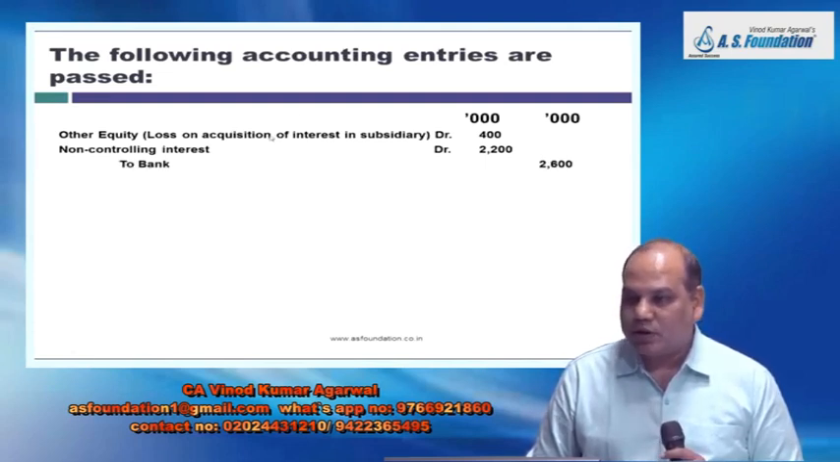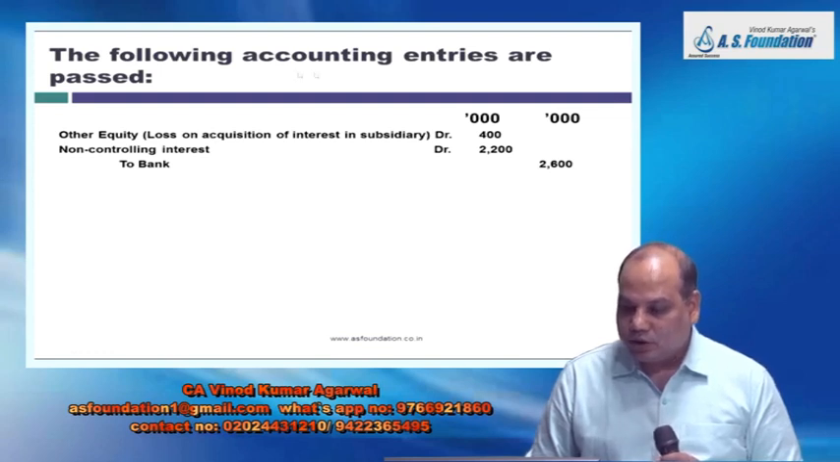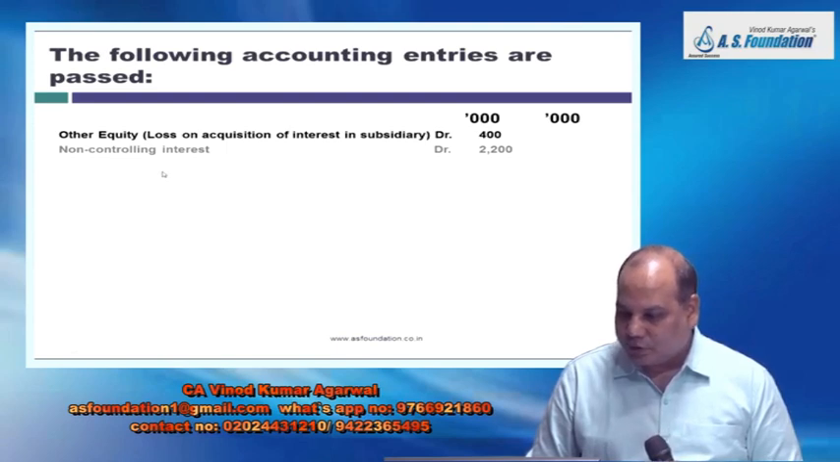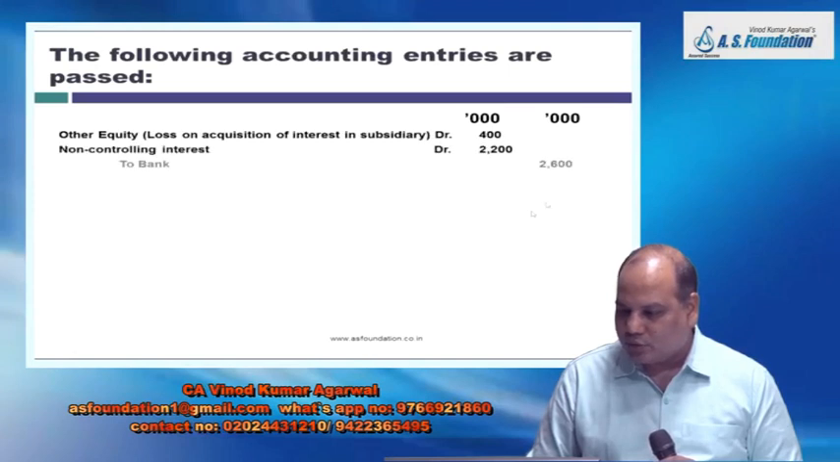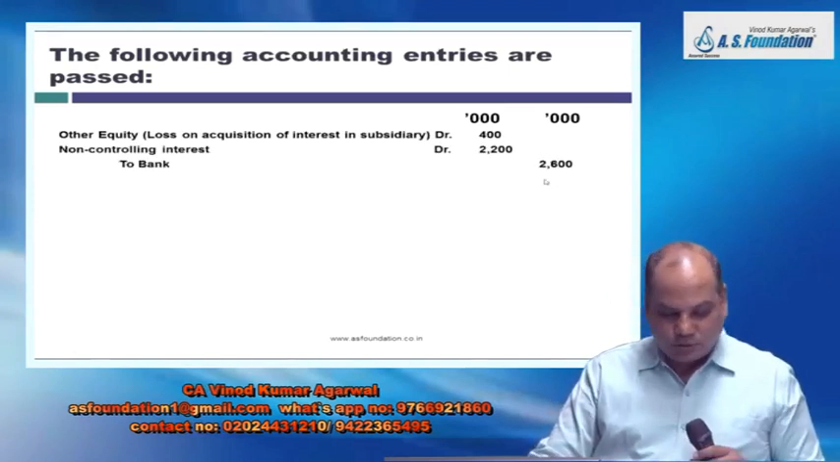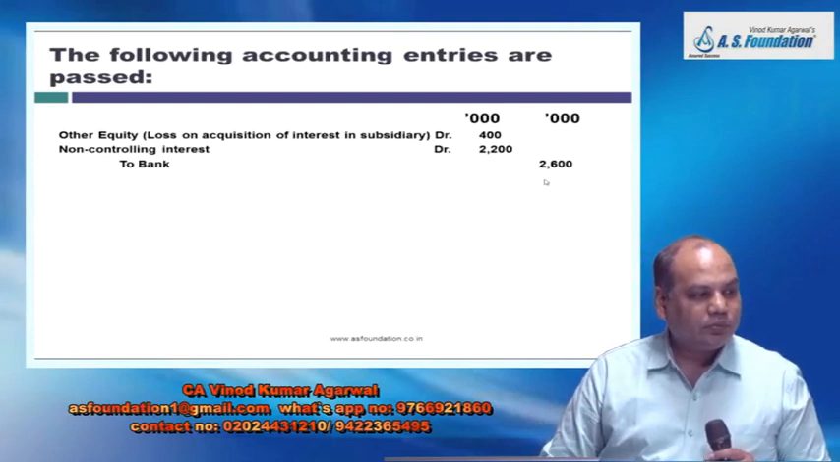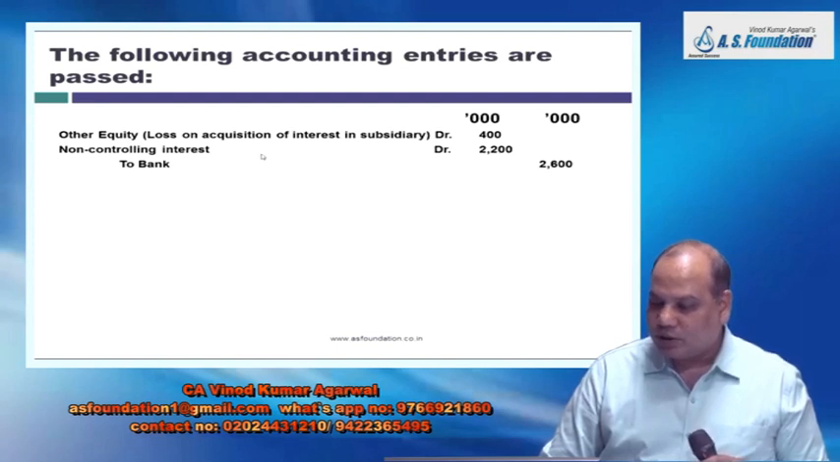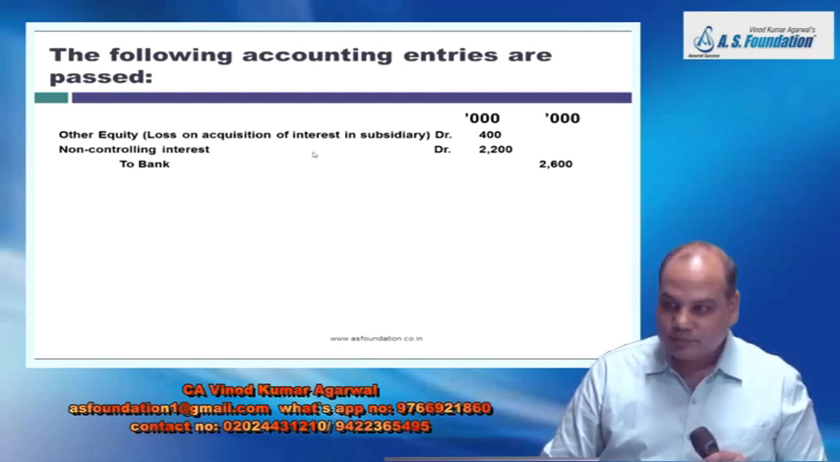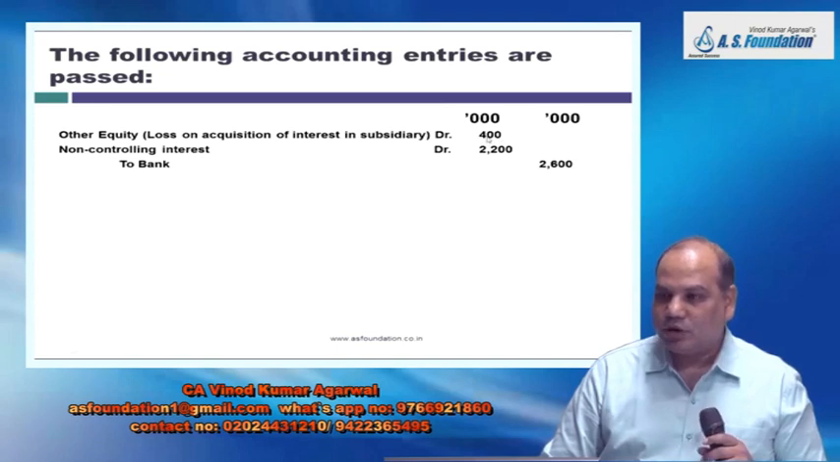First you write down the journal entry. Journal entry to be passed. How much consideration we have paid for this? 2,600. So to credit side to bank, log this figure 2,600. Then NCI proportionate amount, 10/30 into 6,600, 2200. Balancing figure adjust in other equity 400.